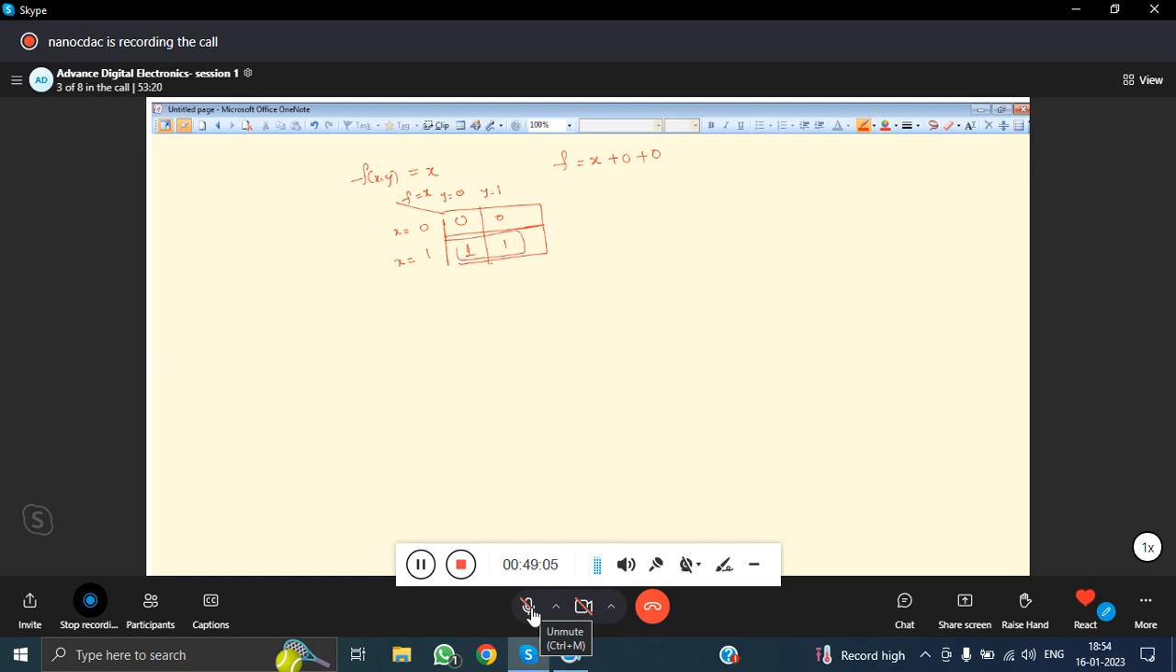So I take the function like this. Then this function is representing what? How can I write it? f is equal to x y bar plus x y. So x into y plus y bar, and y plus y bar is equal to 1, into 1, which is equal to x. So the function x can be represented with ones like this.